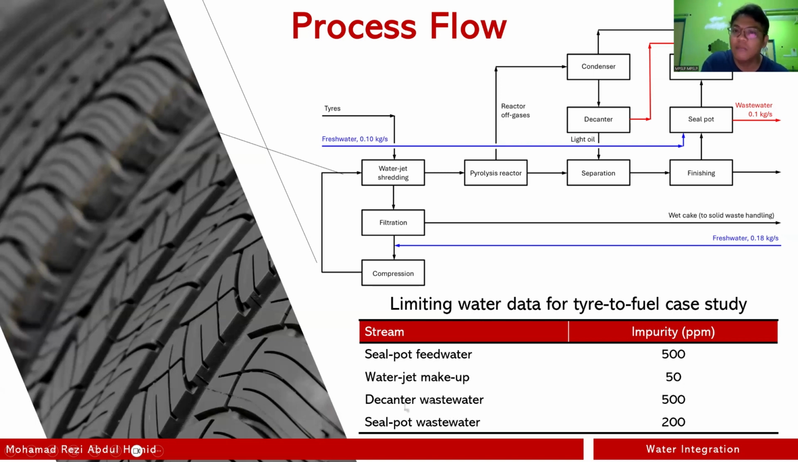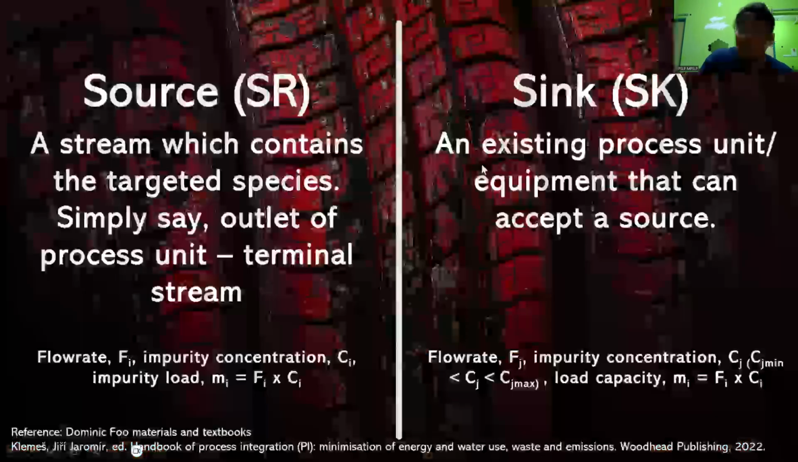Decanter wastewater, here is the impurity of your wastewater. The wastewater in here is 500 ppm, and then the wastewater here is 200 ppm. So that's the whole process. Now, what do we need to do next?